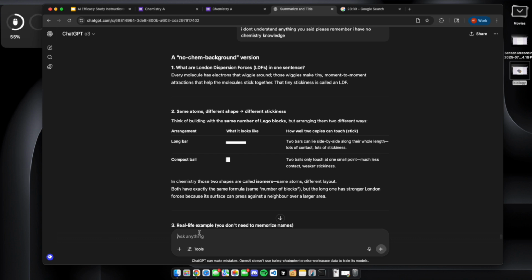In chemistry, those two shapes are called isomers. Same atoms, different layout. Both have the same formula, same number of blocks, but the long one has stronger London forces because its surface can press against a neighbor over a larger area.